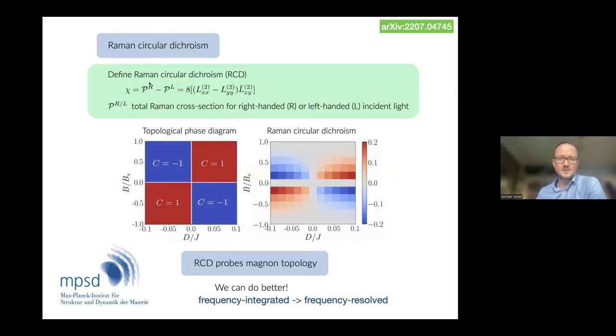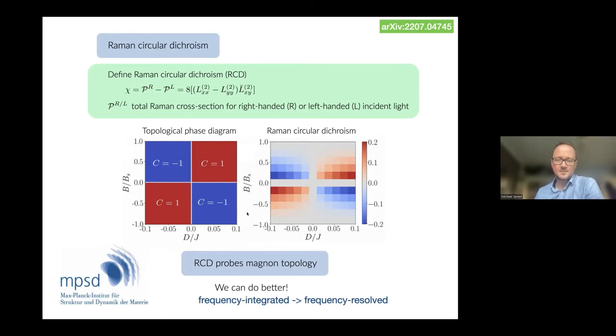Well, now we define a Raman circular dichroism as I said before. This is the total Raman cross section for incident light with right- or left-handed polarization. You take the difference, and this is the chi, which is the RCD. And what Emil now produced is the following. I showed you earlier this topological phase diagram where we tune the Dzyaloshinskii-Moriya interaction and the magnetic field. And voila, if you look at the Raman circular dichroism, you see that it changes sign exactly where you change from the Chern number +1 to the Chern number -1, for example, along the y direction here. So as you tune the magnetic field, and similarly for the Dzyaloshinskii-Moriya tuning.